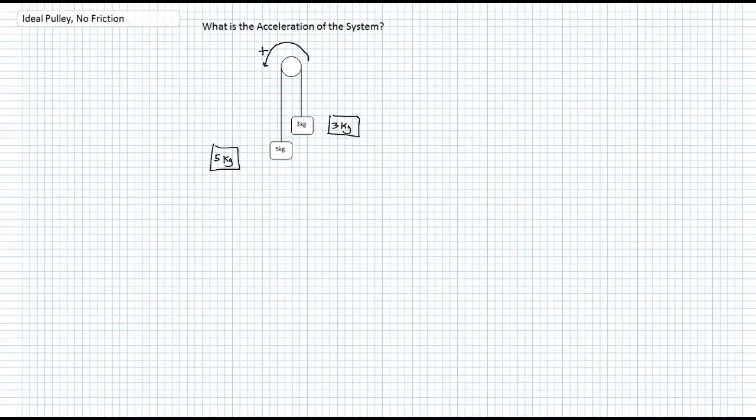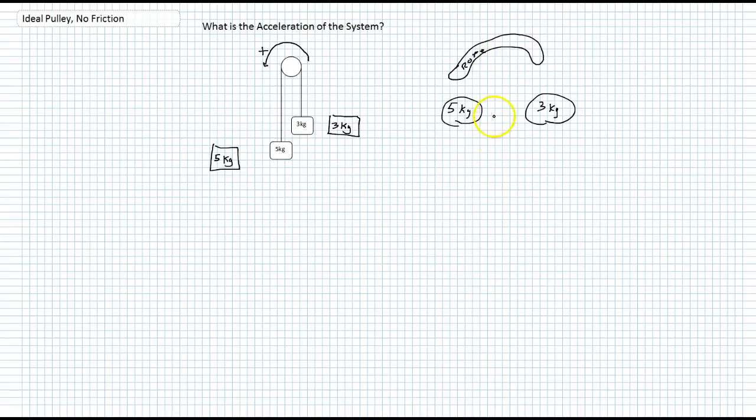I'm going to color code the forces, but before I do that, I'm going to draw a bubble diagram. Identifying my system is really useful because I'm going to redefine the system halfway through the problem. So I've got the 5 kilogram mass, I've got the 3 kilogram mass, and I've got the rope that looks like this.